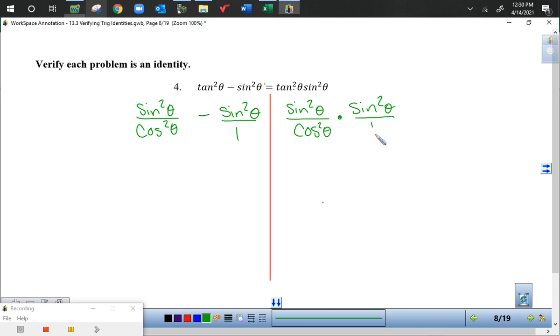Okay. What I want you to do right now is pause the video and see what you would do next with your operations to try to simplify this. Again, it doesn't matter what they look like at the end as long as the left-hand side and the right-hand side match.